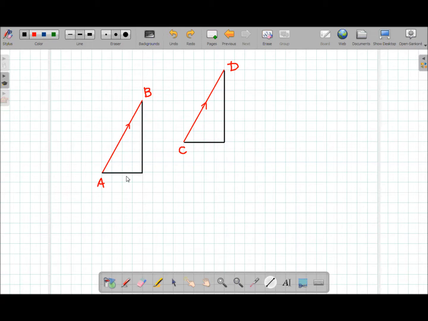One, two, three, four. One, two, three, four, five, six, seven. One, two, three, four. One, two, three, four, five, six, seven.